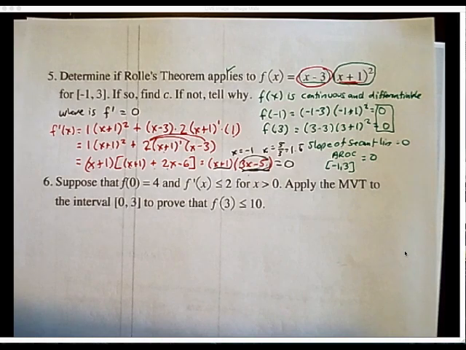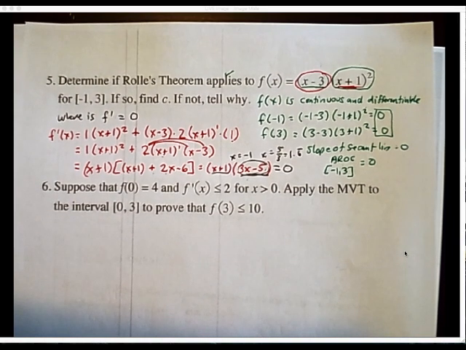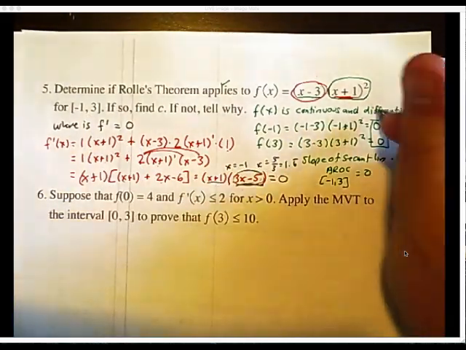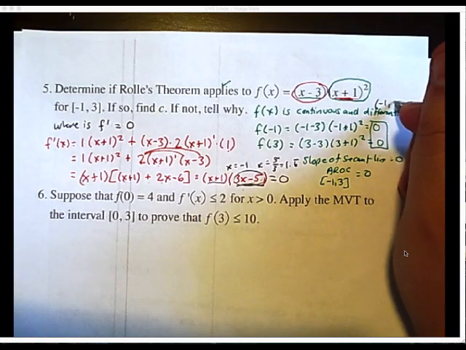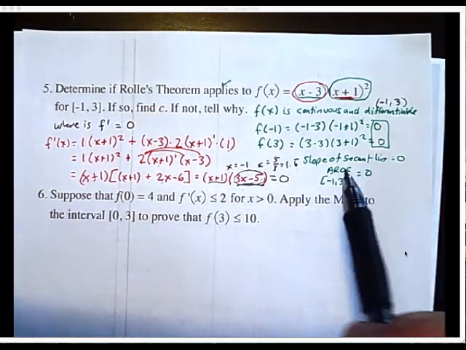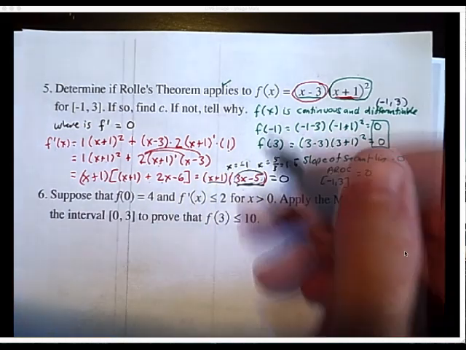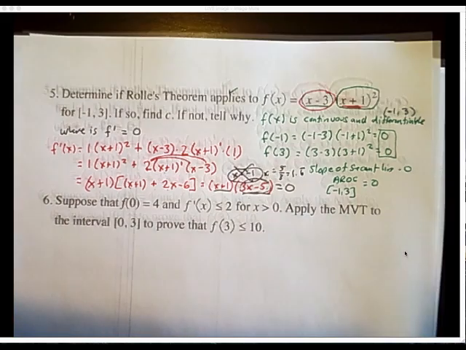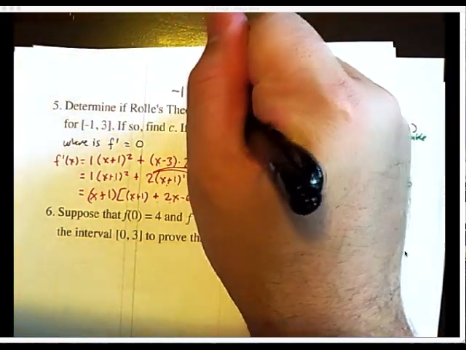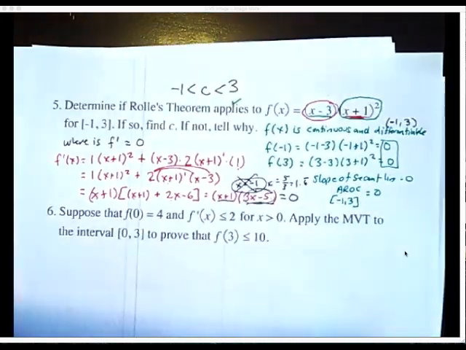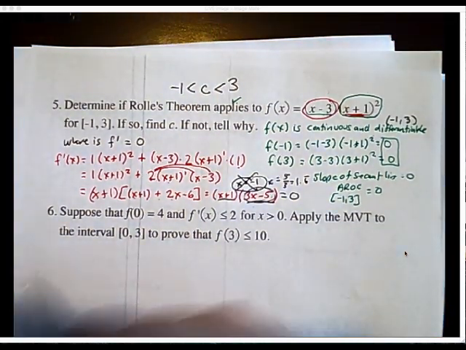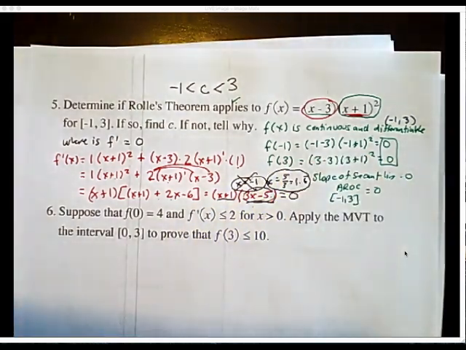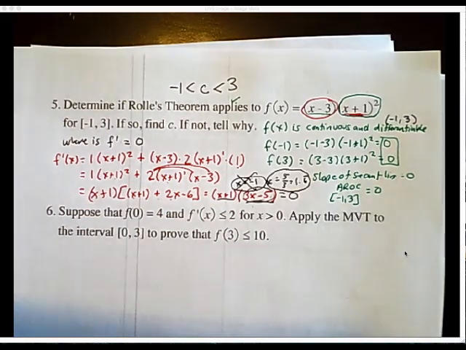Now, are both of those valid answers for Rolle's theorem? Remember, it says it has to be continuous on the closed interval negative 1 to 3, but differentiable on the open interval negative 1 to 3. So if one of the answers is an endpoint, we actually exclude it. We want to find the c's that are in between negative 1 and 3, not including. So we're going to get rid of the negative 1 answer. So the only answer that's right here is 5/3. 5/3 is the only value.